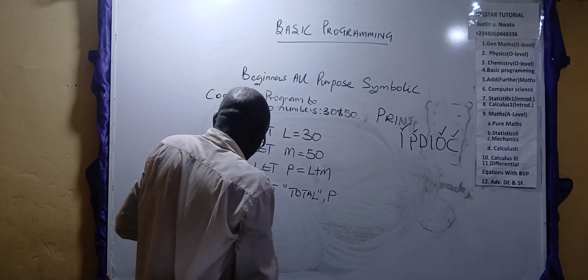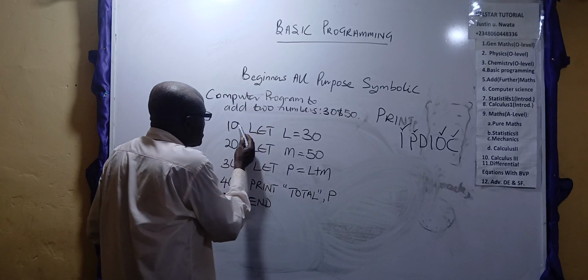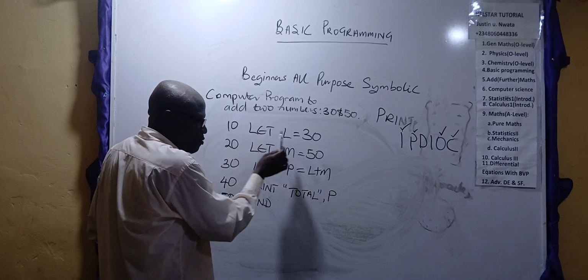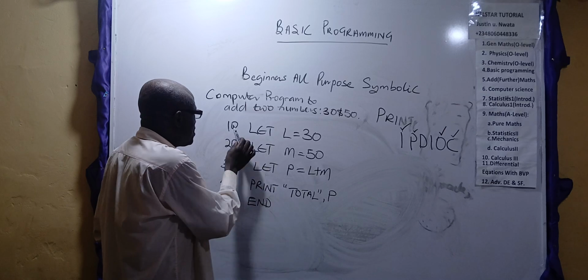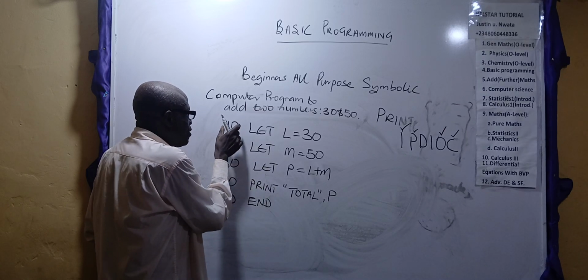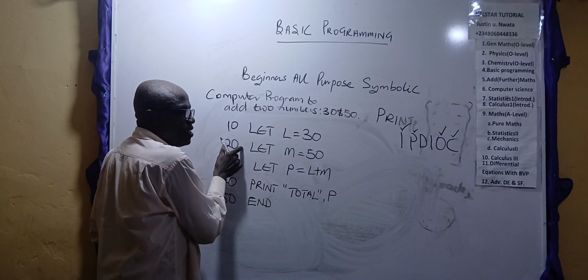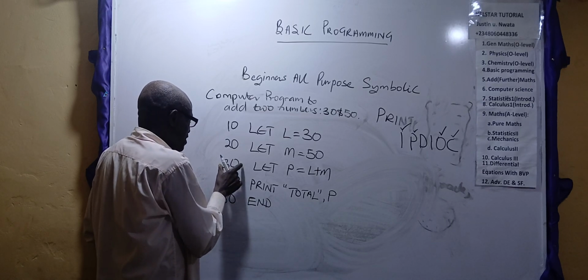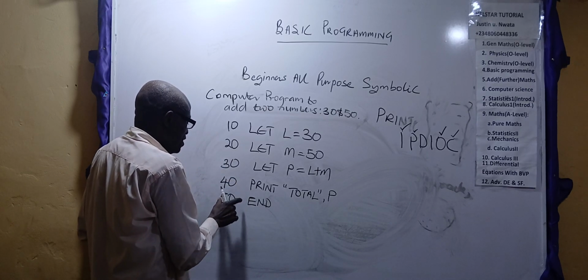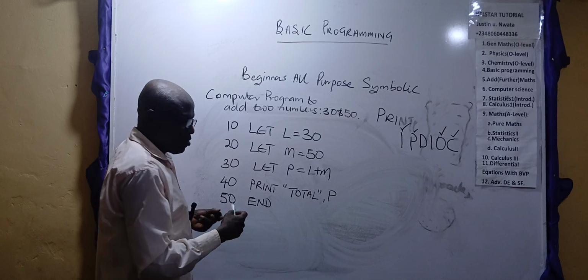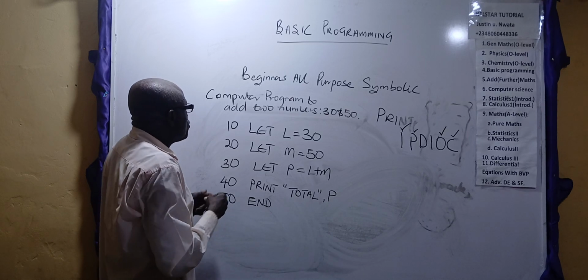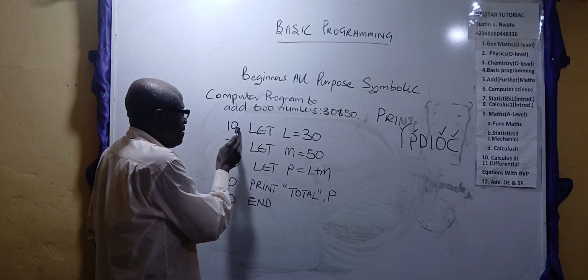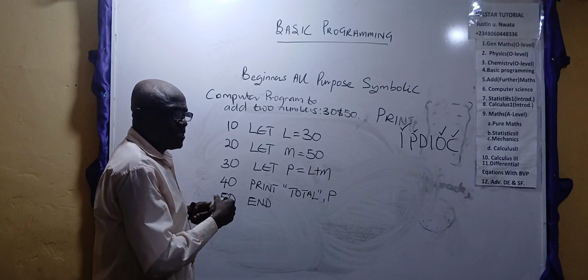Now, these line numbers, the computer will execute this program I've written here based on these line numbers. It will execute 10 first, before it comes to 20. After 20, you get to the next one, 30. After 30, you get to the next one, 40. After 40, you get to the next one, 50. It will execute this program. I have decided to use 10, just for a matter of convenience.